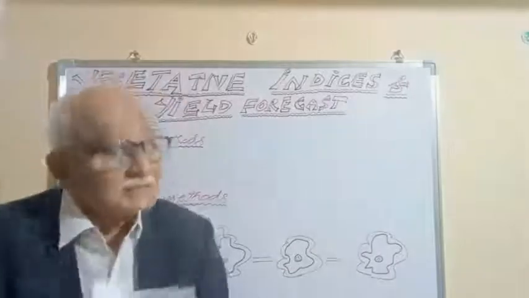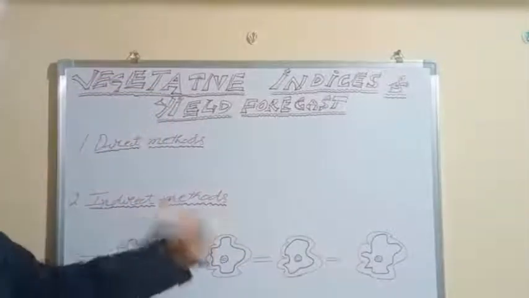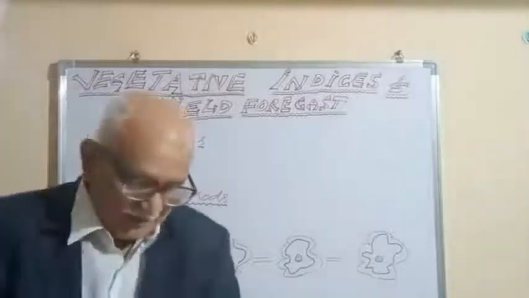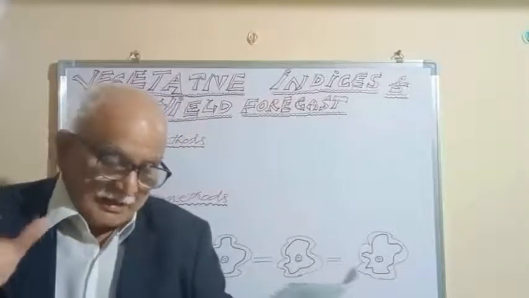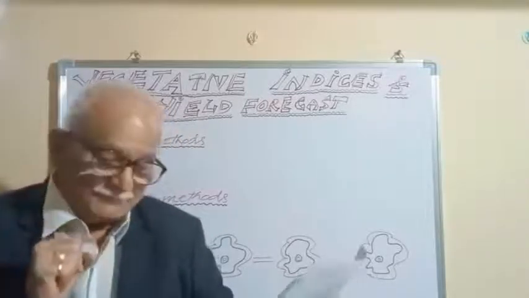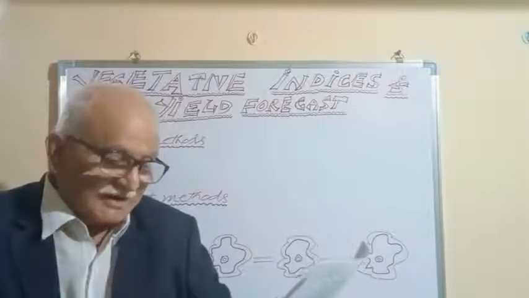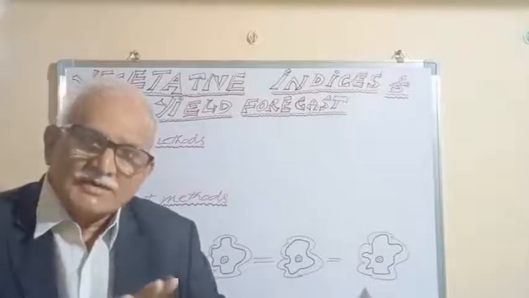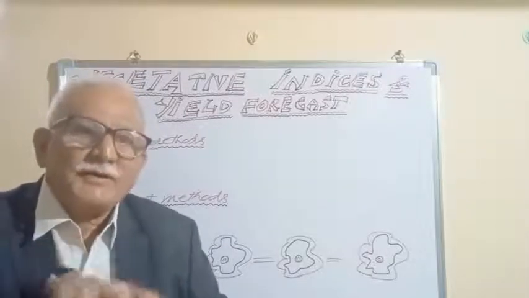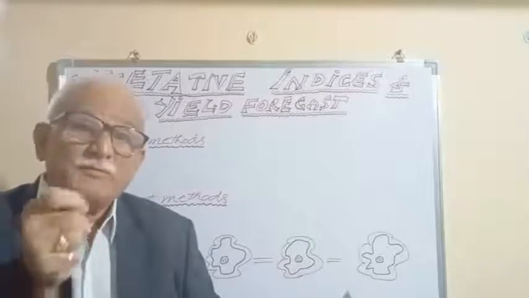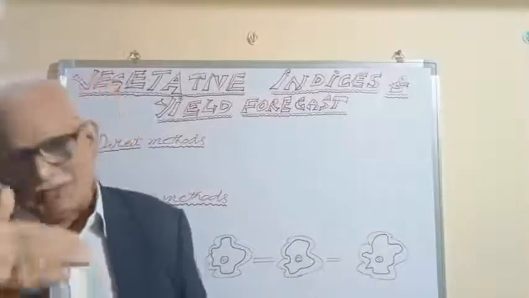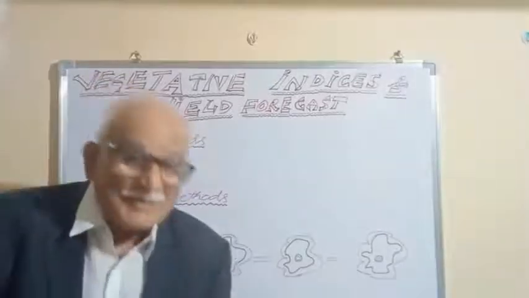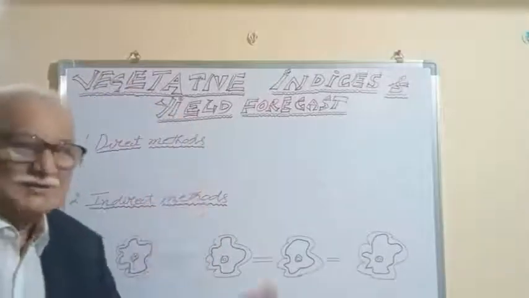Now, what is the second one? Indirect. What is meant by the indirect method of vegetative indices for yield forecast? In this indirect method, remotely sensed data are incorporated into simulation models. We get the remotely sensed data and incorporate it into simulation models. Once we put it into the simulation model, it gives a lot of information and we give the yield forecast. So this is the basis for our advances beginning.